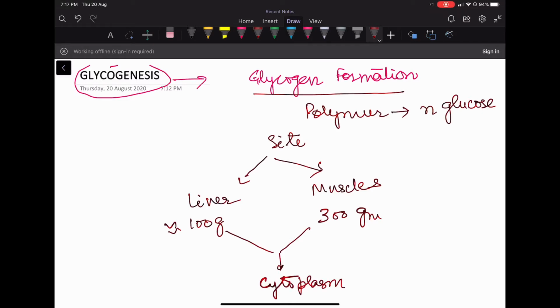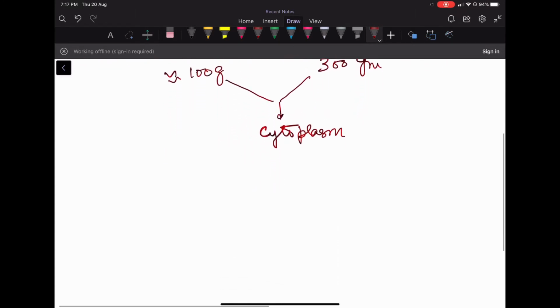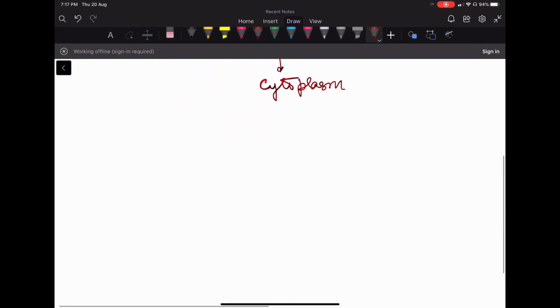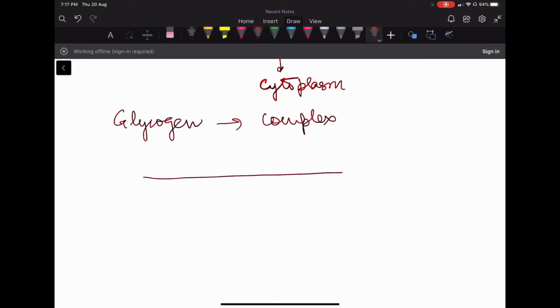So before starting this cycle, we have to understand what the structure of glycogen is. Glycogen is a complex structure. It's a long chain of many glucose units, that is a polymer. It contains many glucose units which are attached by means of a linkage called the 1,4 linkage.